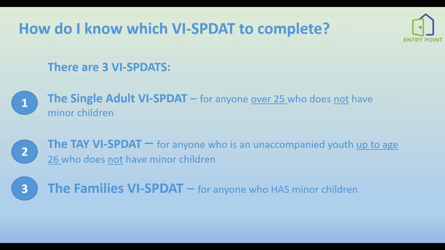A transition age youth is anyone up to age 25, all of their 25th year, and they're unaccompanied, which means that they're traveling as their own head of household. They don't have any other adults, any caretakers, parents, or guardians traveling with them or working on their behalf to secure services or housing. So that's unaccompanied youth. And for people in that age group and in that circumstance, we use the TAY VI SPDAT.